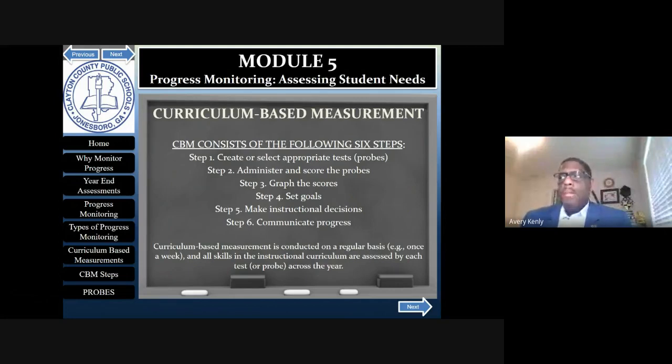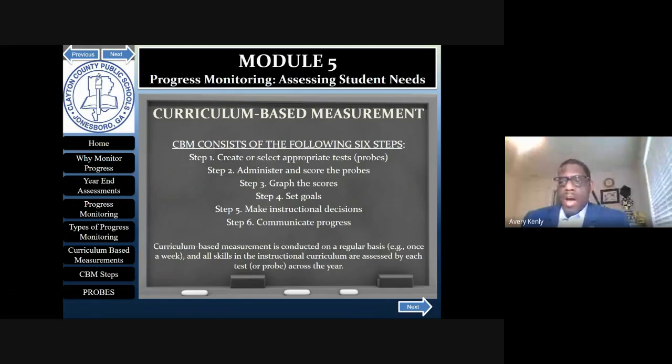Step 2, we administer and score the probes. Step 3, now that we've administered and scored those probes, we have to graph that information. That allows us to get a visual representation of how that student is performing over time. Step 4, we now set goals, and those goals will be used to make instructional decisions. And once we have made those instructional decisions, then we have to adequately communicate progress. So those are the 6 steps that make up the process for administering a curriculum-based measurement.